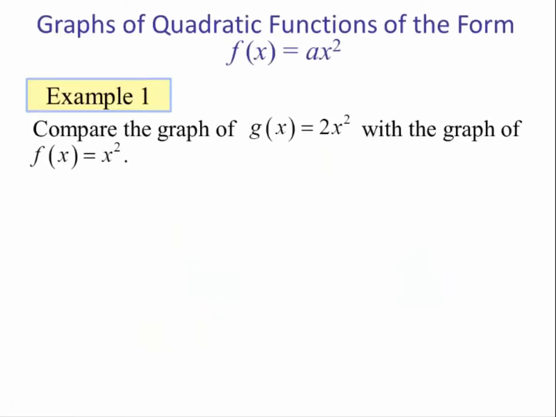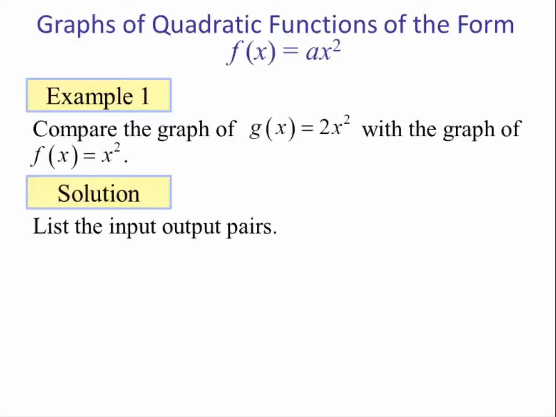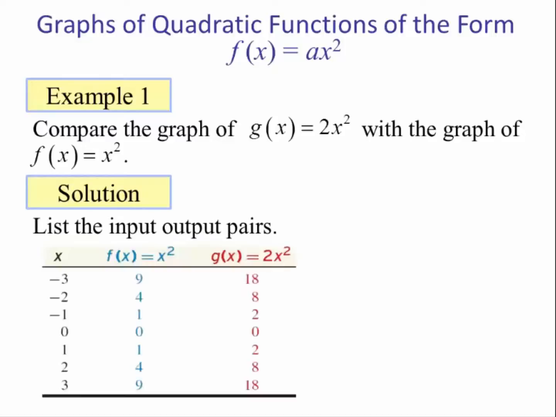Graphs of quadratic functions in the form f of x equals ax squared. Example 1. Compare the graph of g of x equals 2x squared with the graph of f of x equals x squared. Solution: if we construct a table of values, pick some negative x's, some positive x's, and 0. Here we have the outputs for f of x, and this is the output for g of x.